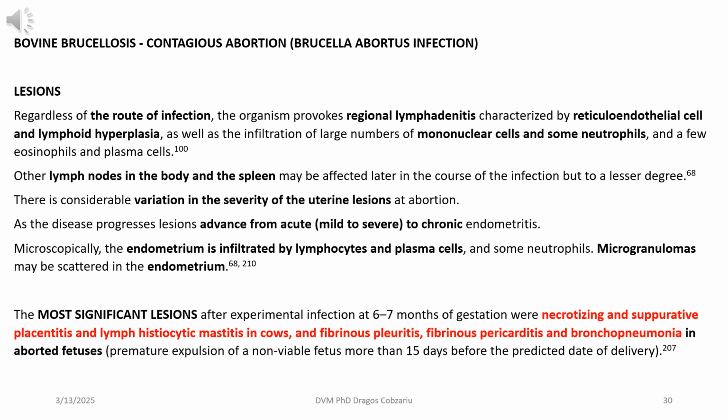Microscopically, the endometrium is infiltrated by lymphocytes and plasma cells, and some neutrophils. Microgranulomas may be scattered in the endometrium. The most significant lesions after experimental infection at 6 to 7 months of gestation were necrotizing and suppurative placentitis and lymphohistiocytic mastitis in cows, and fibrinous pleuritis, fibrinous pericarditis and bronchopneumonia in aborted fetuses, with premature expulsion of a non-viable fetus more than 15 days before the predicted date of delivery.